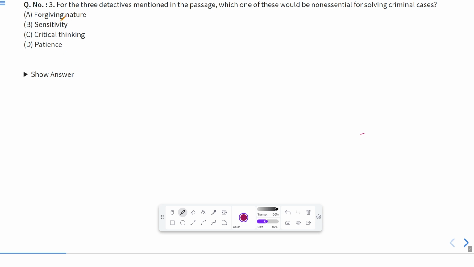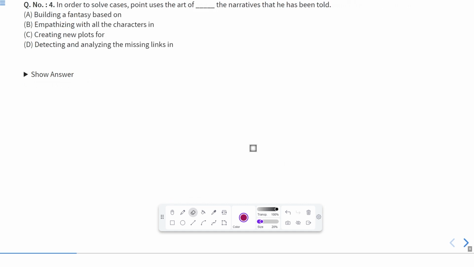So here, according to this, only forgiving nature is the correct answer, because they did not have a forgiving nature anyhow. So here the correct answer will be forgiving nature. So our answer will be A. Okay. None of them had a forgiving nature for the criminals. They used to detect each and every criminal, and forgiving nature has not been mentioned over here. Obviously, if he is a detective, he will not forgive the criminals. He will put them in prison. Okay, now let us move to the next one.